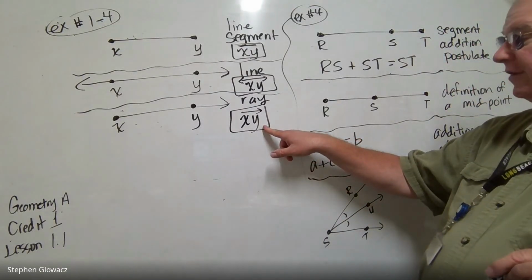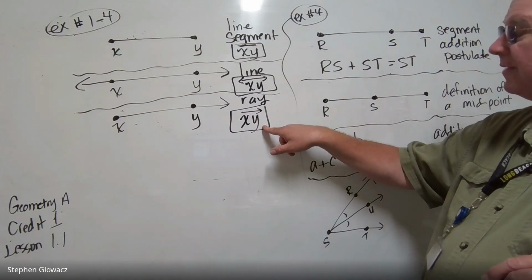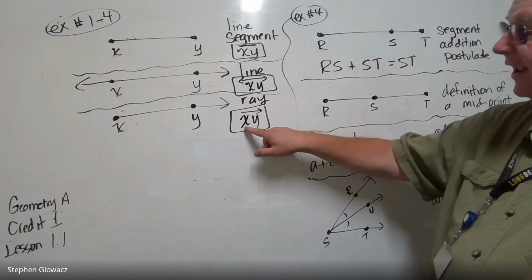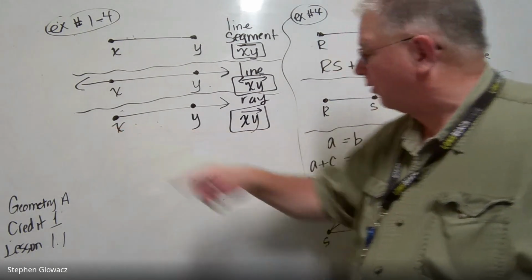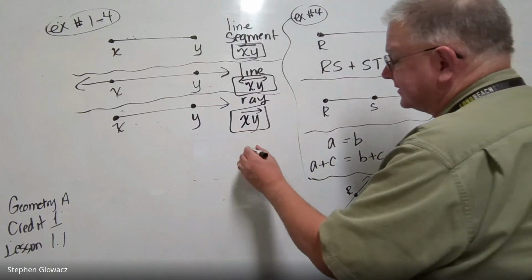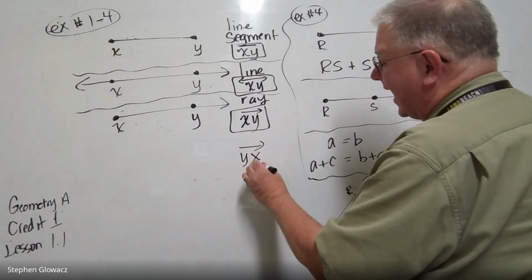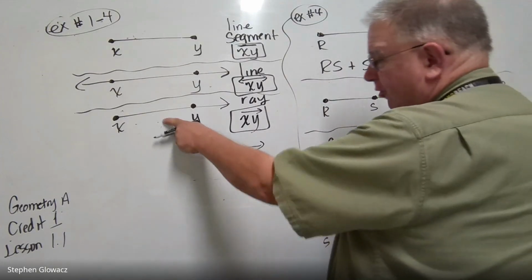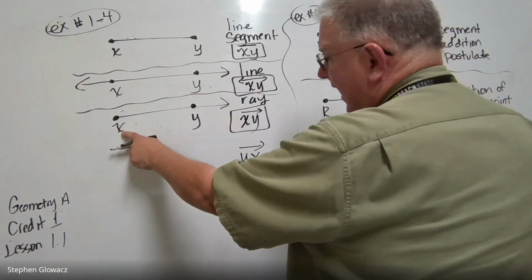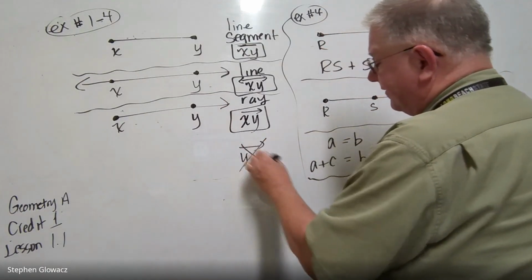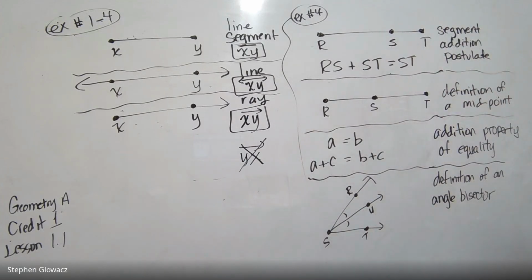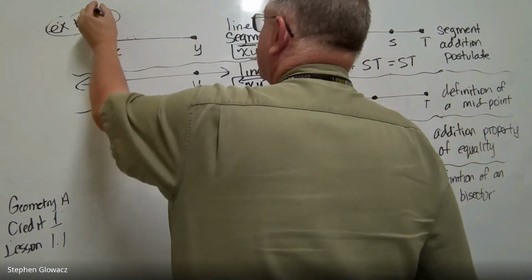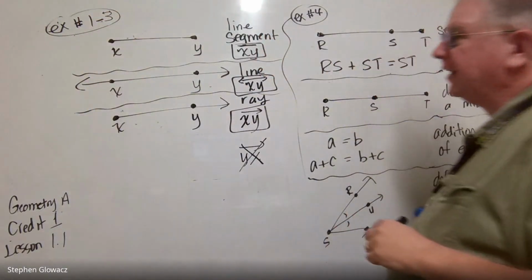One important thing to note about rays is that you have to name a ray starting with the endpoint. If we were to call this ray YX, that would not be appropriate, because X is the endpoint, so we could not do that. So those are the examples for 1, 2, and 3. Let's make a note of that.